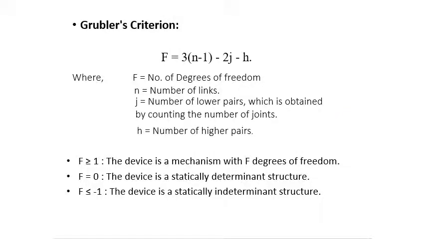So the next important concept is Grubler's criteria. Here let us see what is Grubler's criteria. By ignoring some exceptions, it is possible to determine the number of degrees of freedom of a mechanism directly from the number of links and the type of joints. The number of degrees of freedom of a plane mechanism can be determined using the equation F = 3(n - 1) - 2j - h.